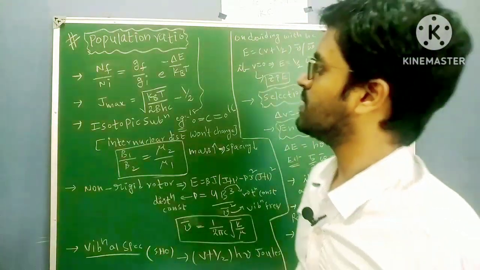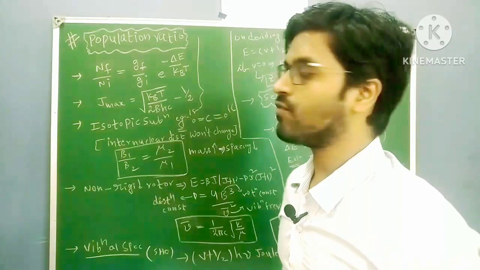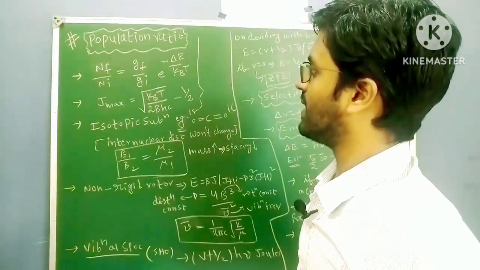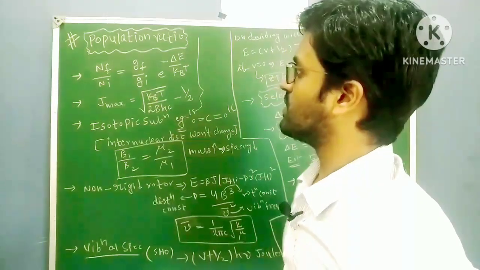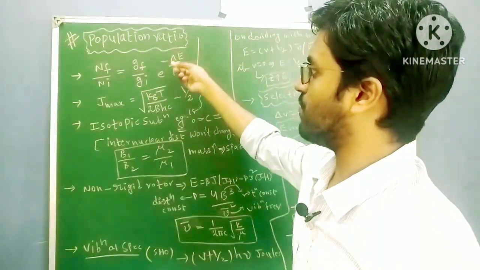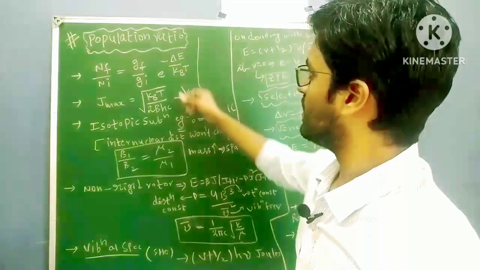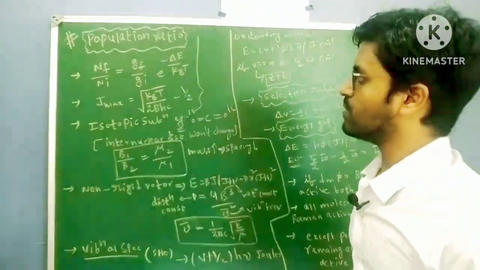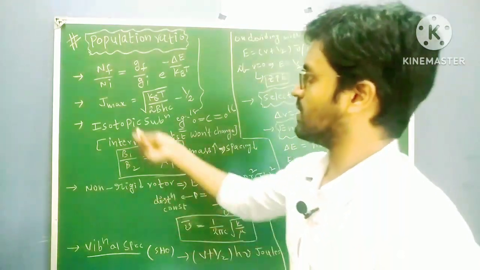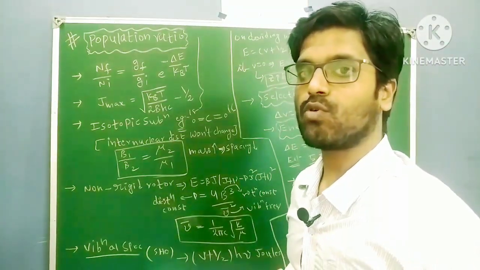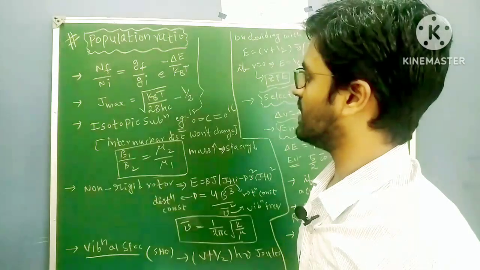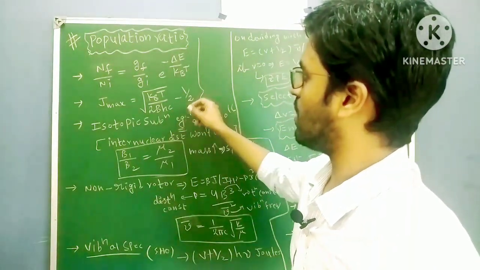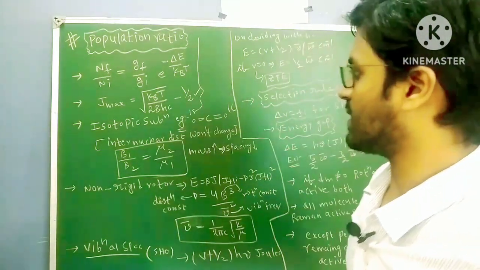Population ratio: NF by Ni, number of molecules in the final level by number of molecules in the initial level, equals degeneracy of the final level by degeneracy of the initial level into e power minus delta E by kBT. kB is Boltzmann's constant, T is temperature. Next, Jmax, maximum rotational level, right? So Jmax equals root over kBT by 2Bhc minus half. This formula is very, very important for GATE.